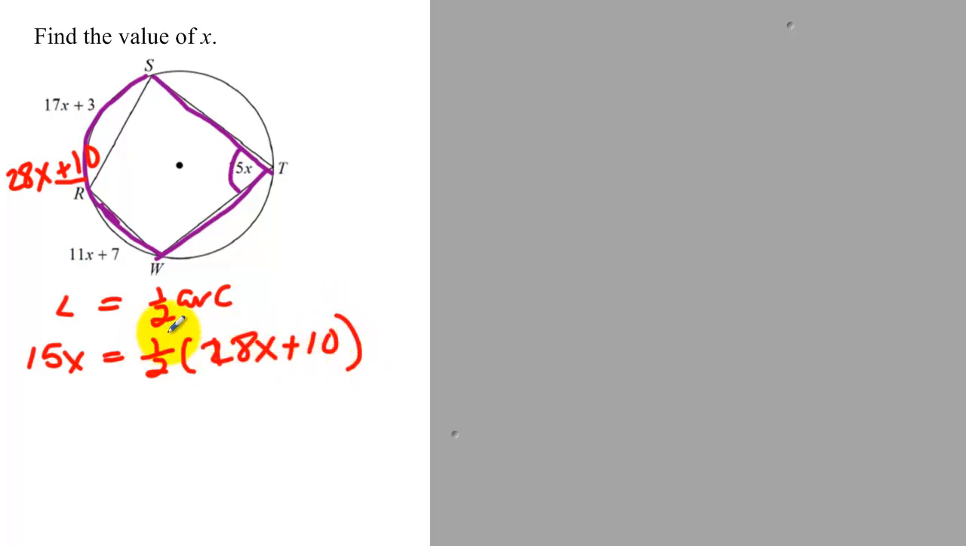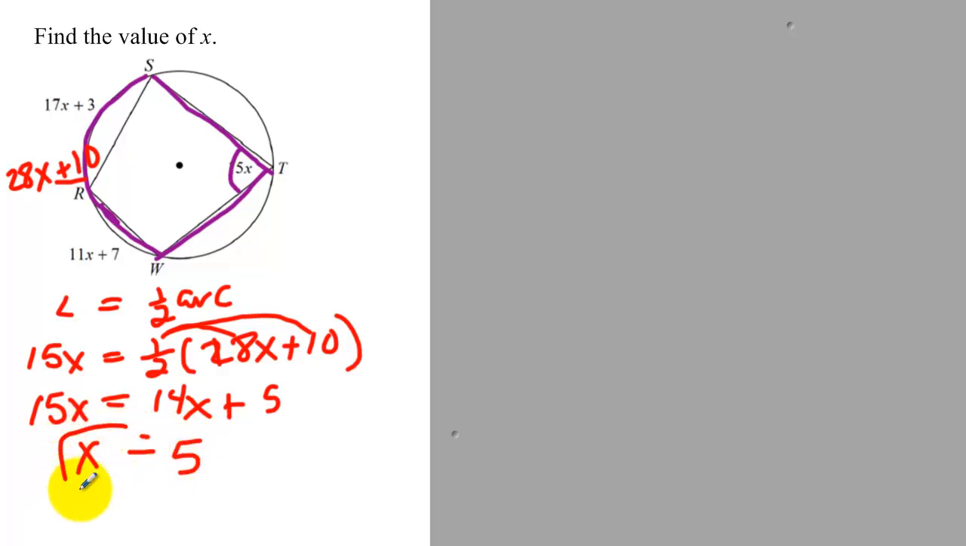Now you want to put that in parentheses because you're going to distribute. We're going to take half of 28, or 14x. We're also going to take half of 10, so we get 5 on that. So we've got 15x. This is not too bad. We're going to just subtract that 14x from both sides. That will bring us down to just 1x is equal to 5. Not bad on the algebra.